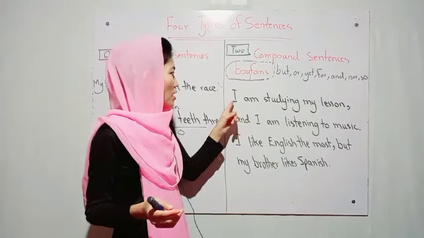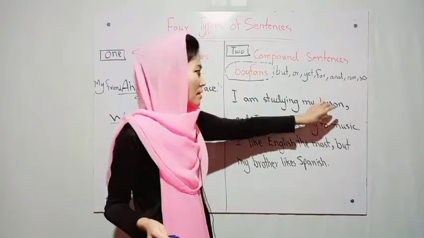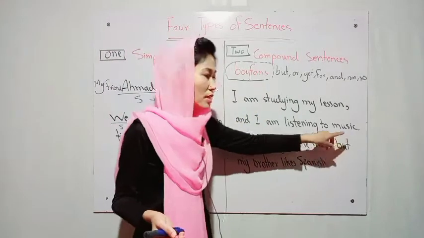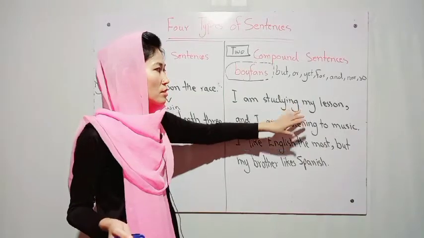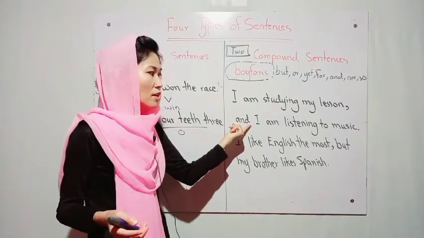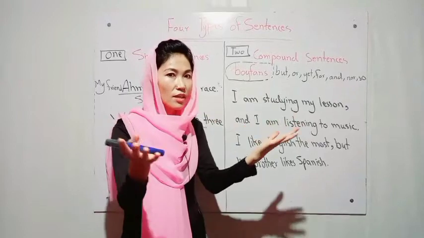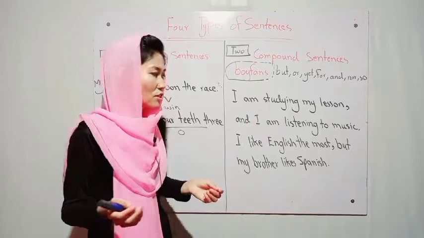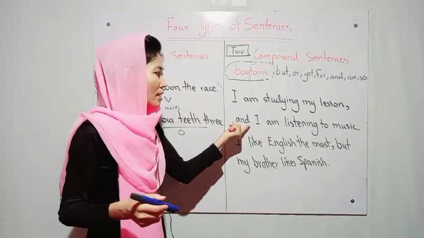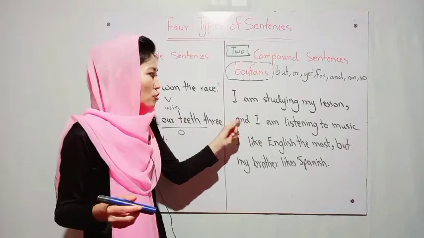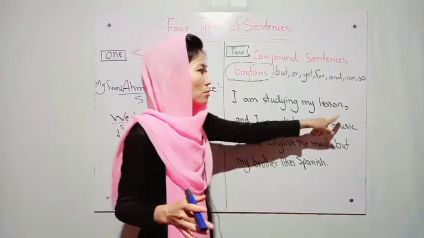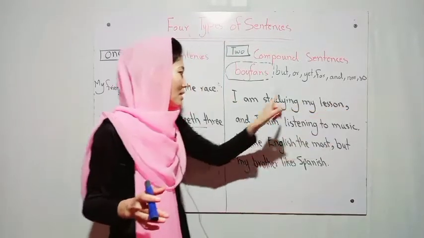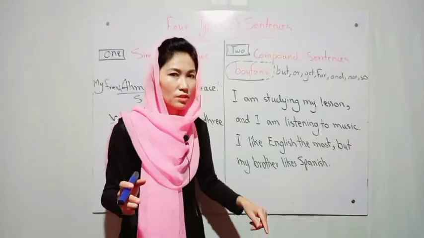So the first example: I am studying my lesson. This is one independent clause, and I am listening to music. This is another independent clause. So by the conjunction and, we connect 2 independent clauses into one compound sentence. So when we use the conjunctions, before the conjunction we must have a comma. I am studying my lesson, comma, and I am listening to music.